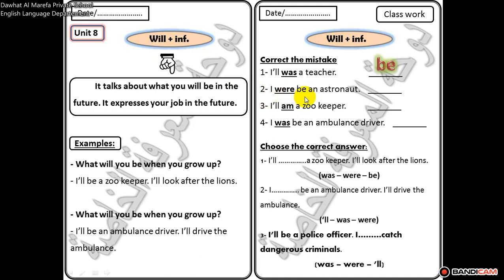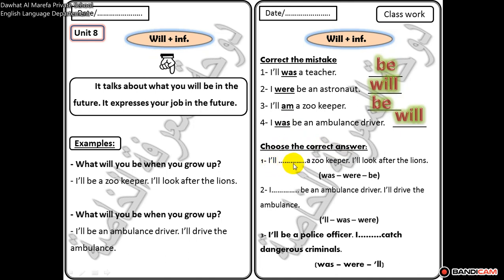Number 2, I were be an astronaut. We have here be. What comes before be? Well, I'll am. What is the infinitive form of am or is or are? Be. I'll be a zookeeper. Here, I was be. I will be. We are going to choose the correct answer.